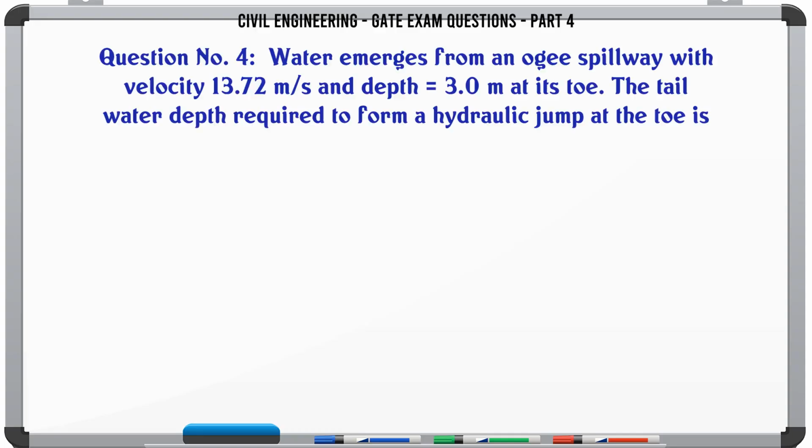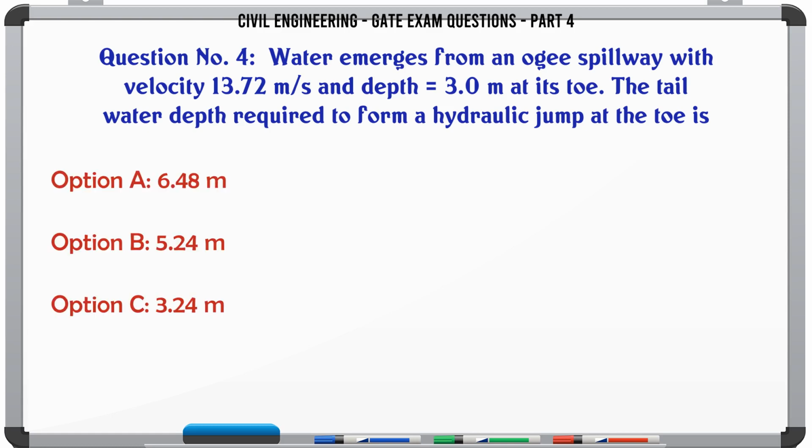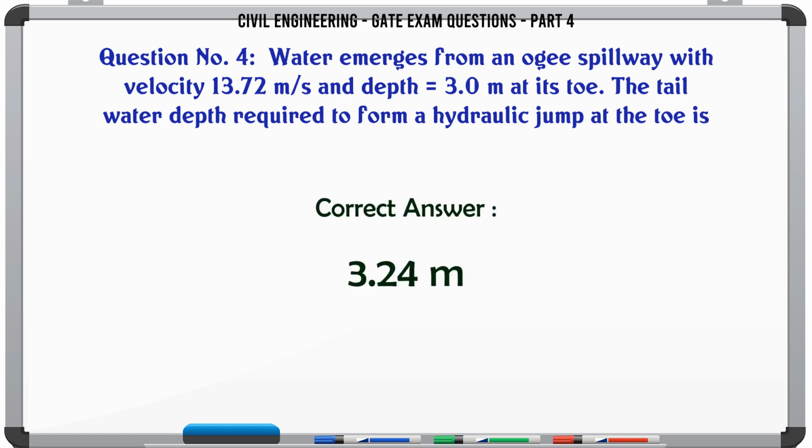Water emerges from an ogee spillway with velocity 13.72 m/s and depth 3.0 m at its toe. The tailwater depth required to form a hydraulic jump at the toe is A 6.48 m, B 5.24 m, C 3.24 m, D 2.24 m. The correct answer is 3.24 m.